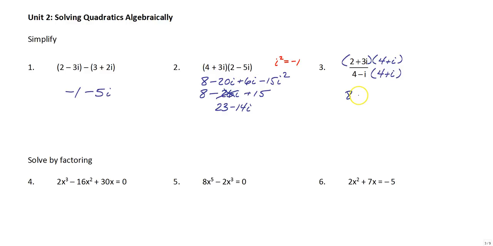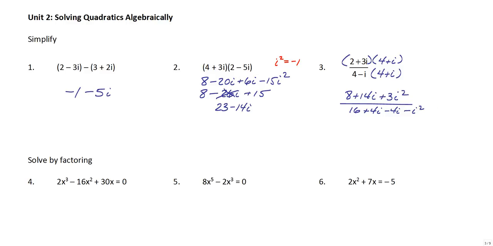And we're going to end up with 8 plus 14i plus 3i squared all over 16. And then this is the fun part. We would have a plus 4i minus 4i, which will cancel. That's why we multiply by the conjugate, minus i squared.